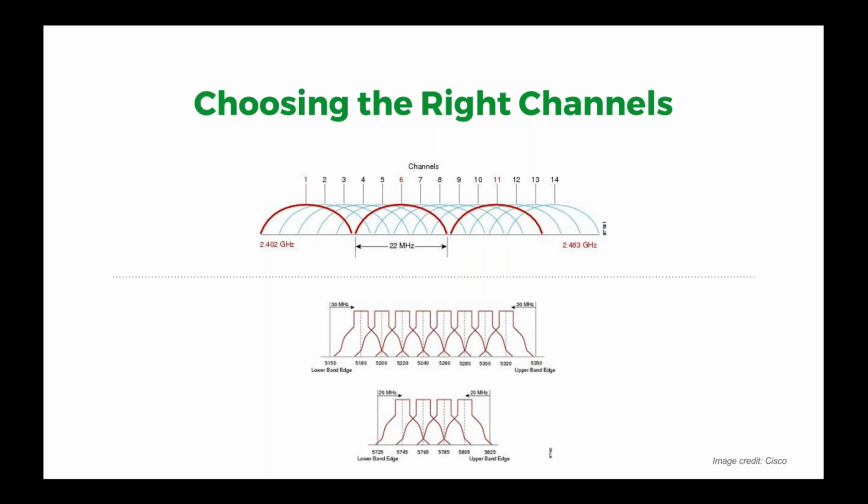But that CCA only works if the clients are on the same channel and can sense this collision. When you have different channels overlapping, so if you have your network on channel 1, but your neighbor's network is on channel 3, and there's a collision there, it's not going to be able to sense that, and it just gets interference, and that can cause retransmissions.